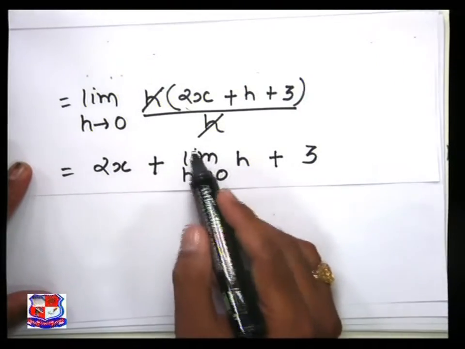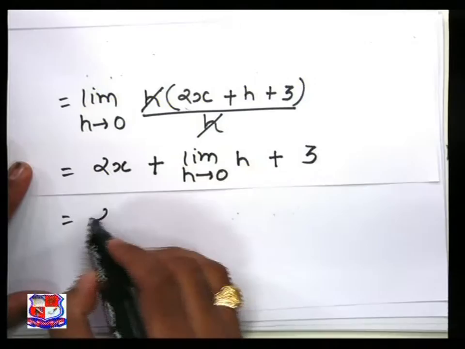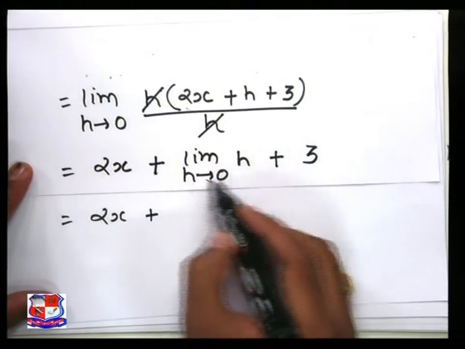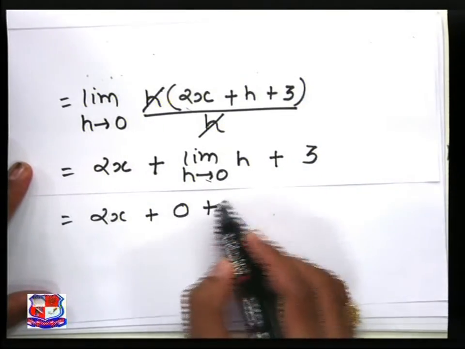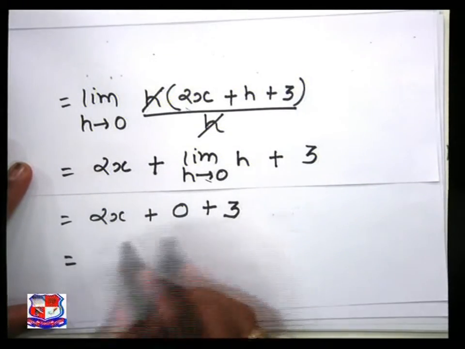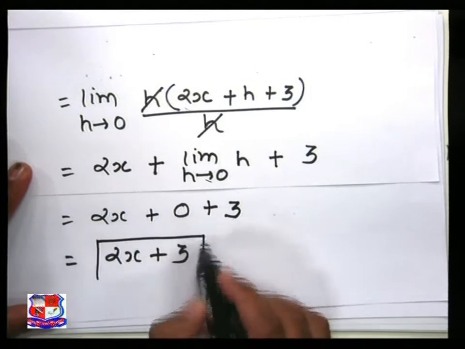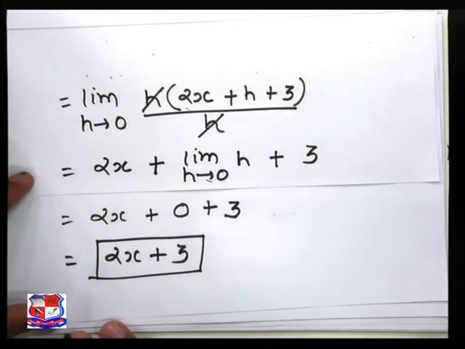Now apply the limit h tends to 0, h becomes 0, so finally we can go 2x plus here 0, here plus 3. So again more simplify, that is 2x plus 3. So this is our answer.